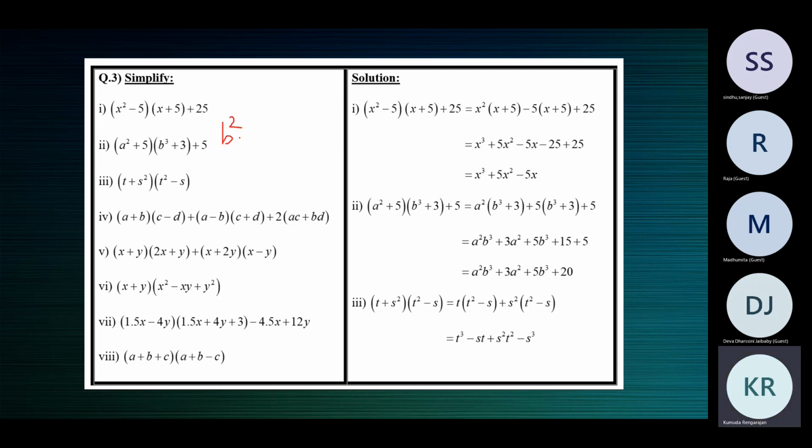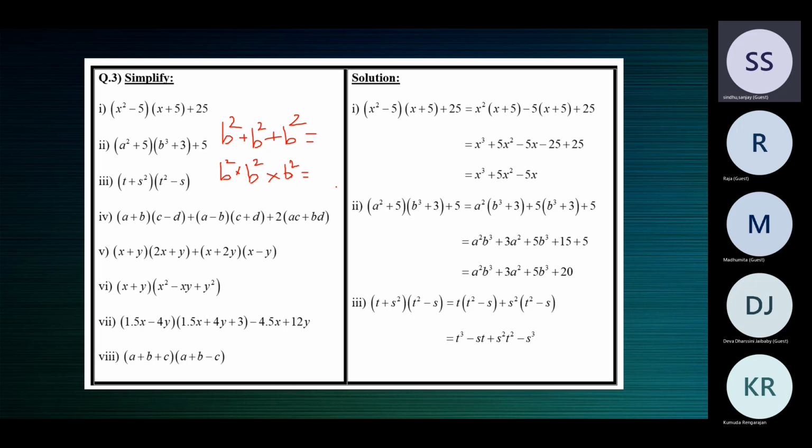What is B square plus B square plus B square? And what is B square into B square into B square? Yes, ma'am, can I say, ma'am? Yeah, it's on the screen. Answer the questions on the screen.